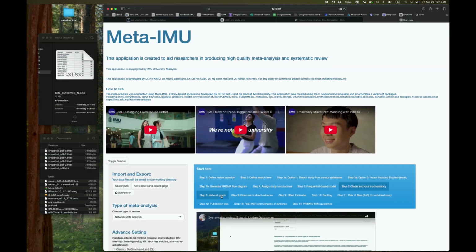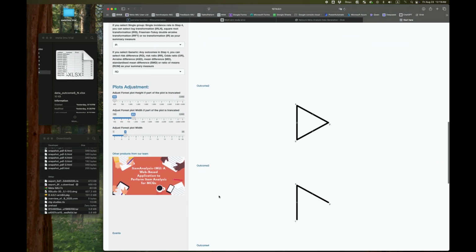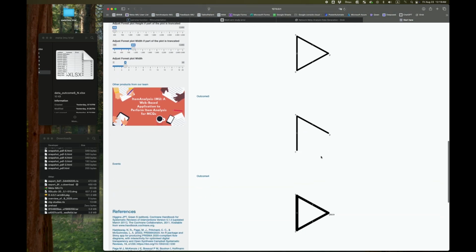For example, outcome 3 heat map doesn't appear. Let's go and check in step 7. Indeed, it doesn't have a closed loop.